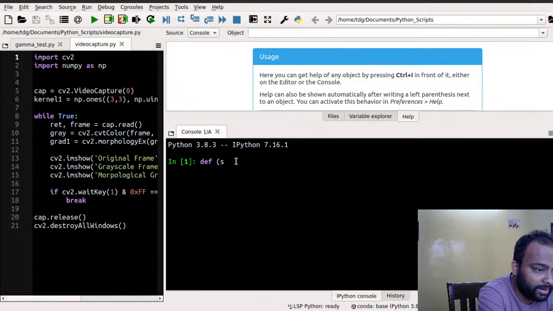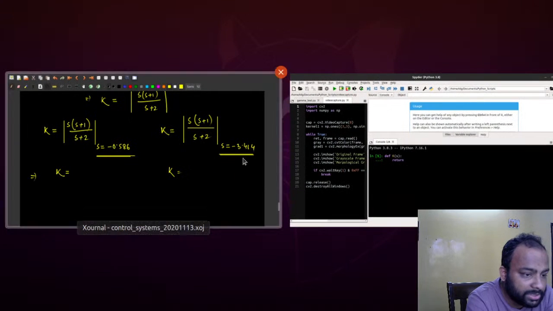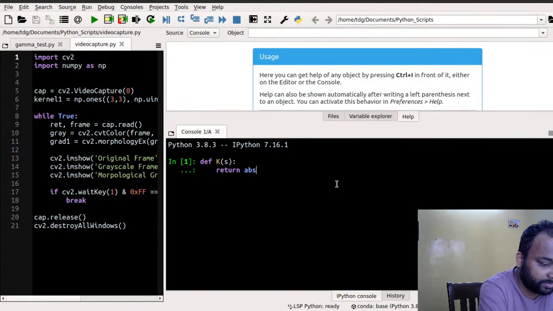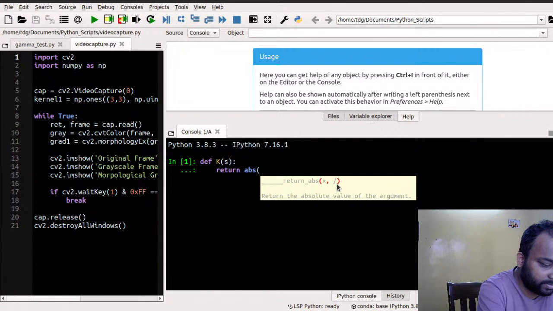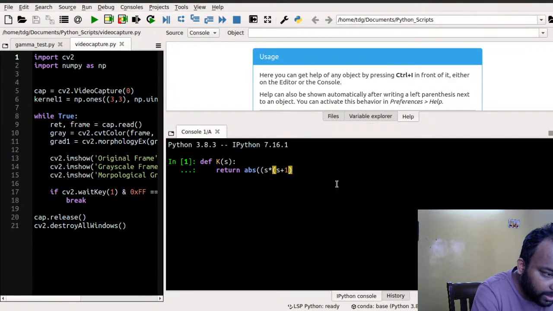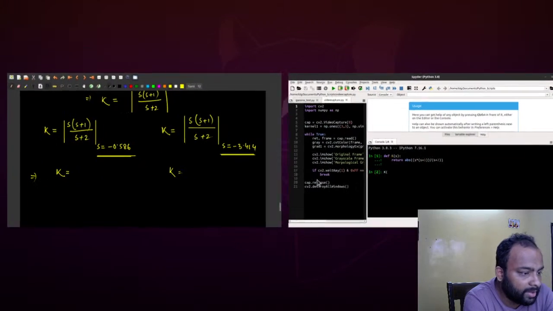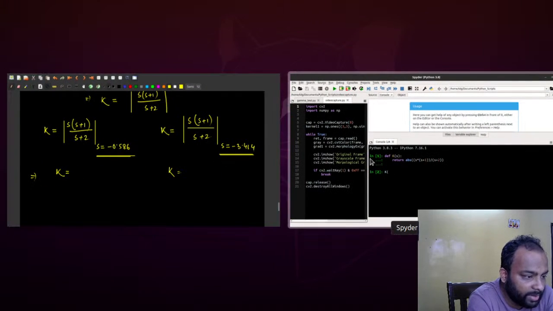So let's define, for example, define k. It's a function of s, and it returns the absolute value of s times s plus 1 divided by s plus 2. So I would call the value of k for minus 0.586.